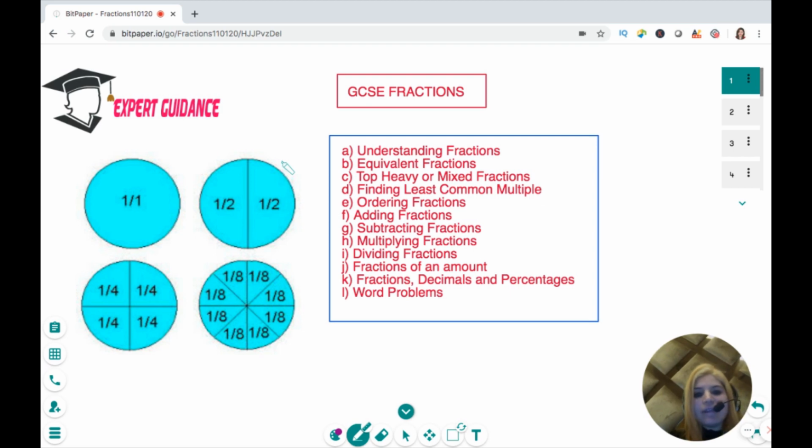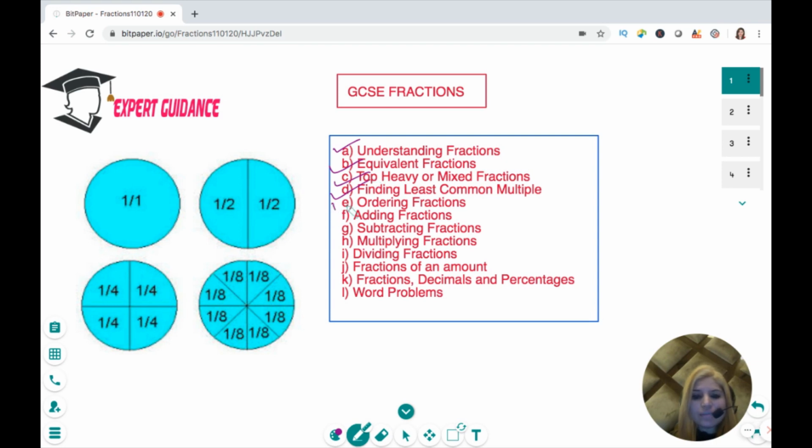So we'll be covering all these topics, and after doing all these topics, we'll be doing sample questions on each of the concepts so that you can have a better understanding of each of these topics. Now, what we'll be covering today in this video is understanding fractions, what are equivalent fractions, top-heavy or mixed fractions. Now, to do the fraction questions, it's important for you to know how to find the least common multiple and the highest common factor. So we'll be discussing that.